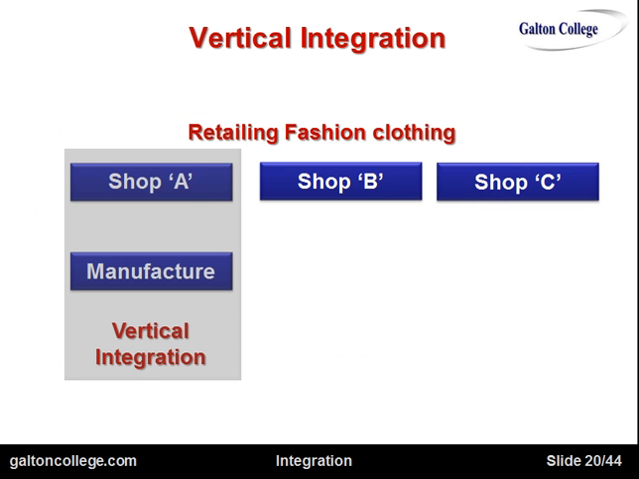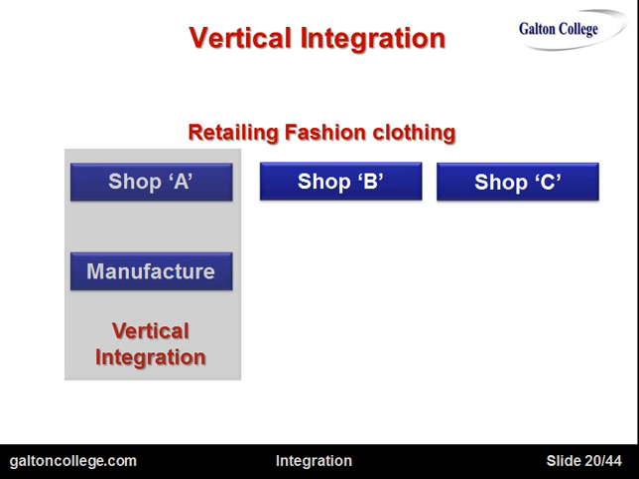Pictorially, it looks something like that. We have manufacture going to the shop. That's vertical integration. Of course, it could be the shop buying the manufacturing or setting up its own manufacturing plant. That also is vertical integration. We're just jumping levels here. We've got two levels, manufacturing to shop, or indeed shop to manufacture.